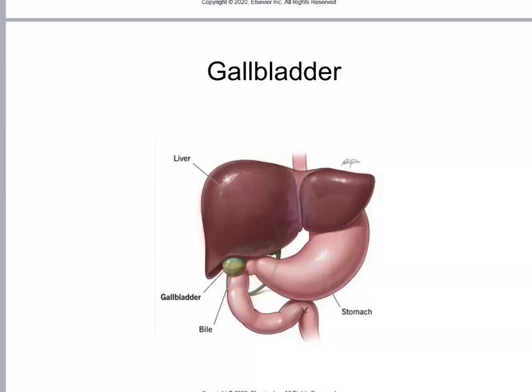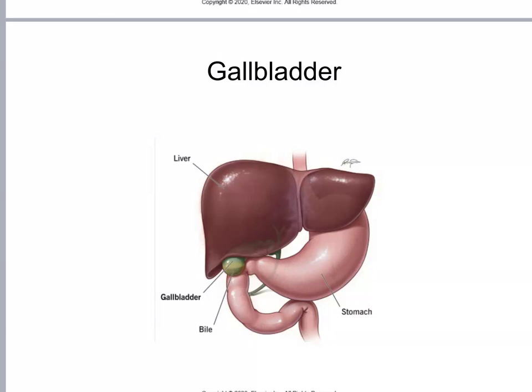And like I was saying before, it's tucked under the liver. There's a smooth muscle layer for contraction. There is mucosa with folds to allow expansion. We don't have a thick submucosa, so it's more susceptible to inflammation if it gets obstructed.